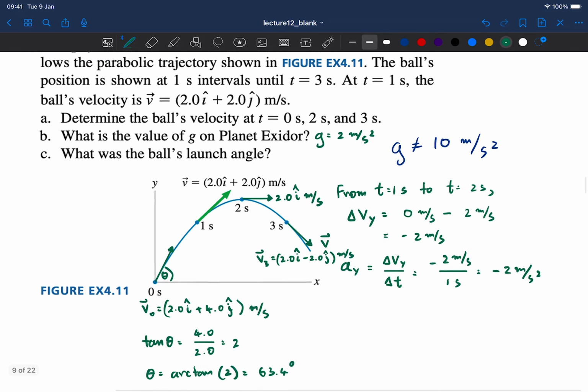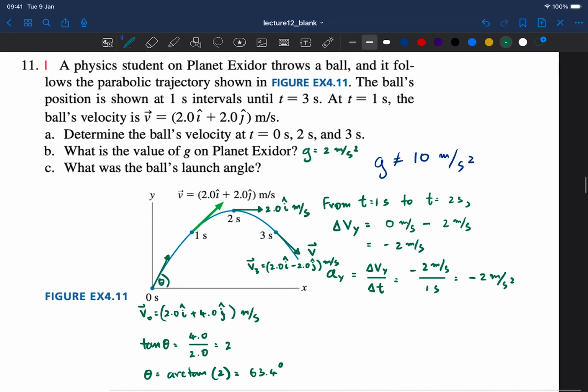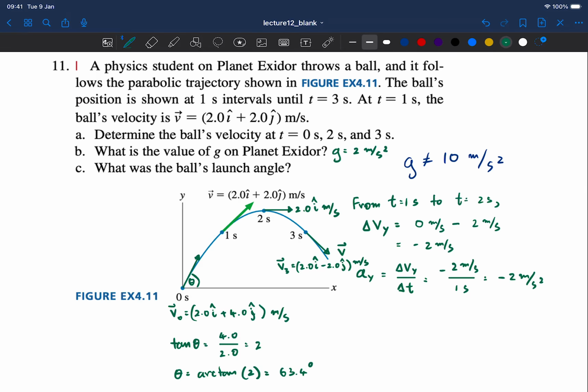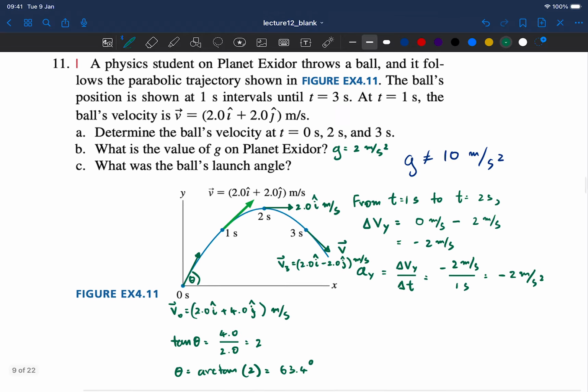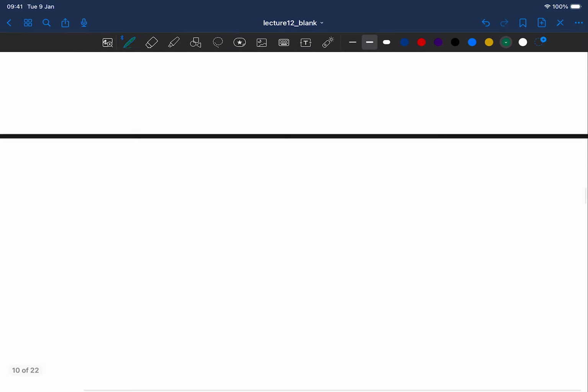Okay, so again, this problem covers all the important conceptual ideas in projectile motion. If there's no question, then let's move on.